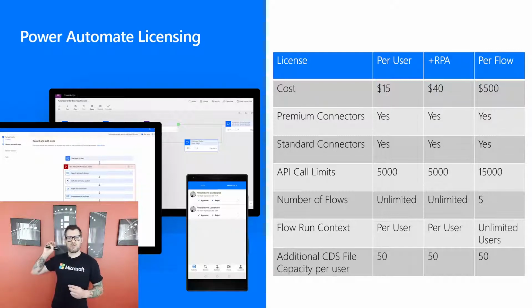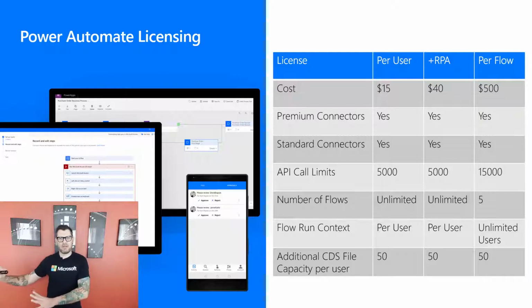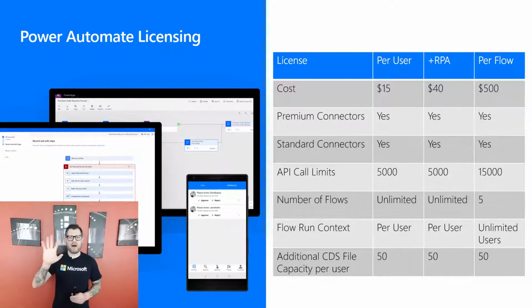So you can connect to solutions without APIs. That's a big deal. If you've got data in a legacy solution, you can actually start grabbing that data and interfacing it with other systems. And then finally, your per flow plan. With the per flow plan, you get 5 flows.